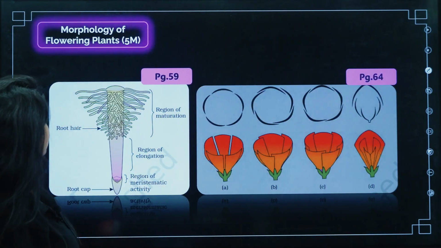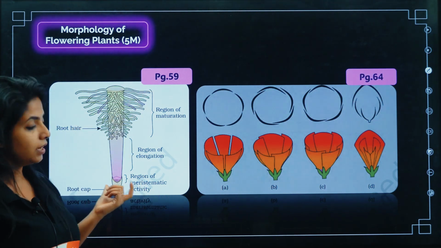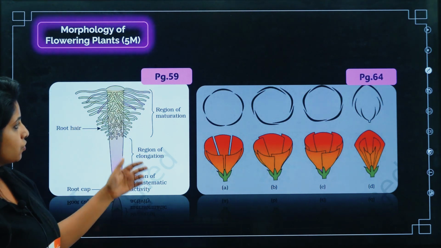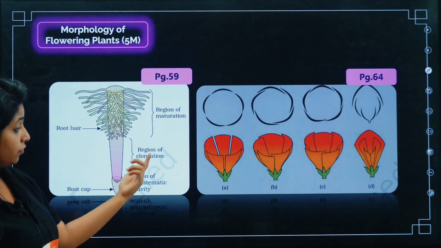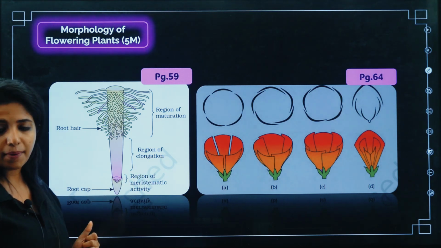Cool. Chalo. Next, morphology of flowering plants, my dear children, the structure of the root tip. The different regions: region of maturation, the root hair, region of elongation, region of meristematic activity, and the root cap and everything.